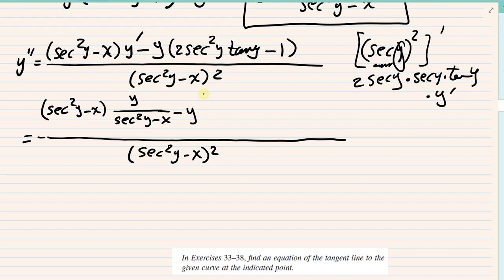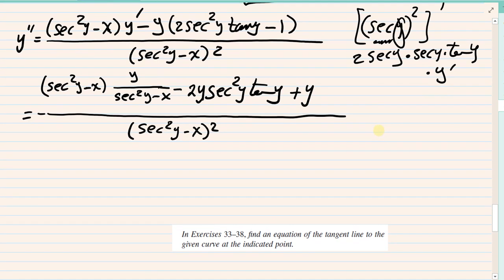Yeah, let me distribute the y. So I'm going to get negative 2y secant squared y tangent y. And then negative y times negative 1, that's just going to be plus y. Okay. Now, we do have a fraction in the numerator, right? We could get rid of that fraction by, let me see, they're the same thing, so I can actually cancel these, right? We could cancel them.